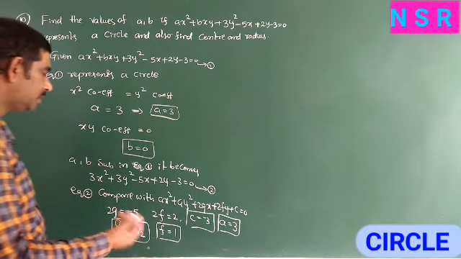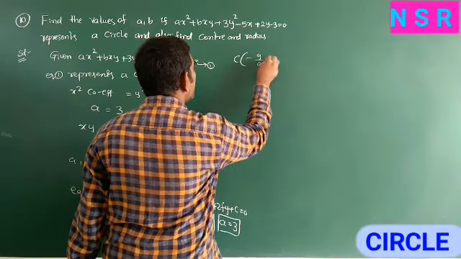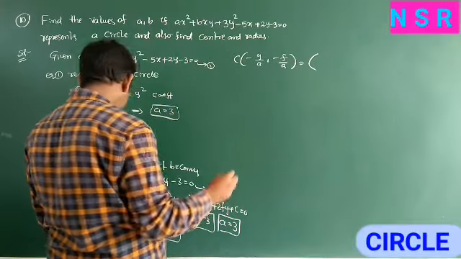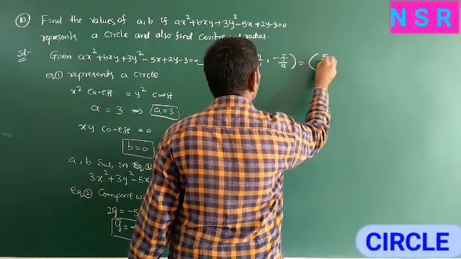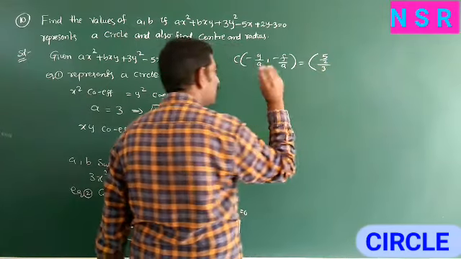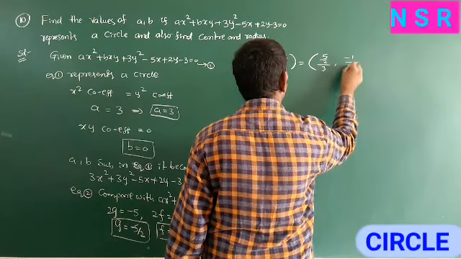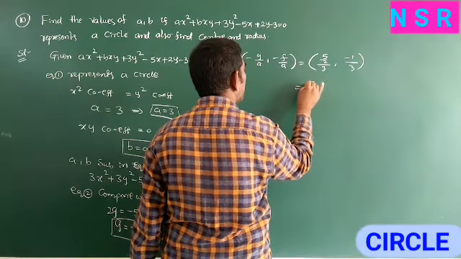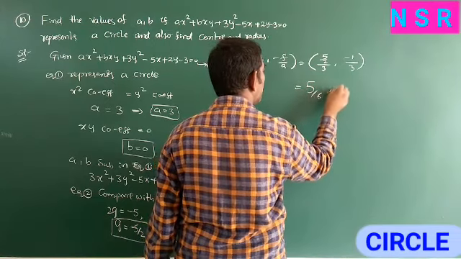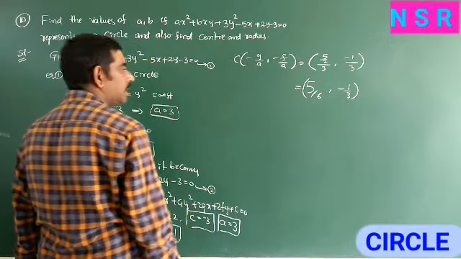Now if the circle equation is in the form of ax square plus ay square plus 2gx plus 2fy plus c equal to 0, now center is minus g by a comma minus f by a. So minus g, that is minus of minus 5 by 2, by a value, which is 3. Next minus f, minus 1 by 3. So 2 3s are 6. Now 5 by 6 comma minus 1 by 3. So this is center of the circle.